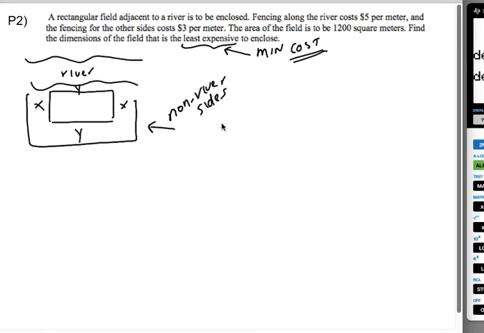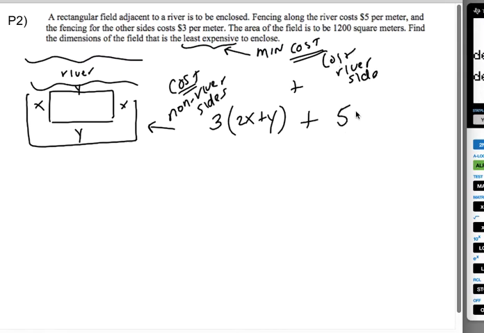The non-river sides cost $3 times essentially 2x plus y, right? That's the cost for the non-river side, plus the cost for the river side, which is $5 times y, so plus 5y. That should be my cost, right? If you want to clean this up a little bit, you get that cost is 6x plus 3y, plus 5y, so plus 8y.